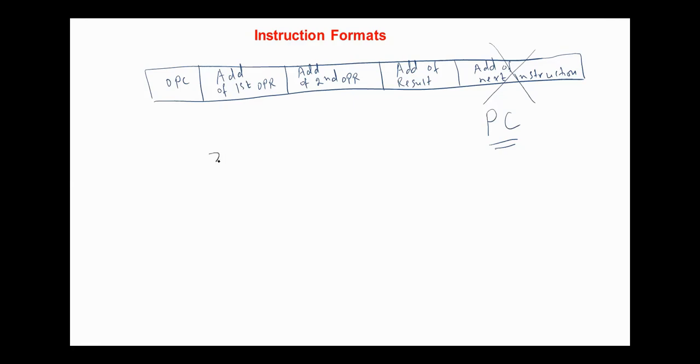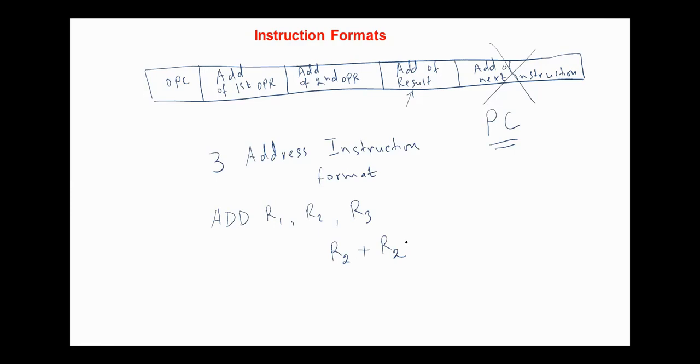Now we have a 3 address instruction format. Address of first operand, address of second operand, and address of result. So the operation is performed on the 2 operands, and the result is stored in the result field. For example, the instruction add R1, R2, R3. This is a 3 address instruction format that adds the contents of register R2 with R3, and the result is stored in register R1.